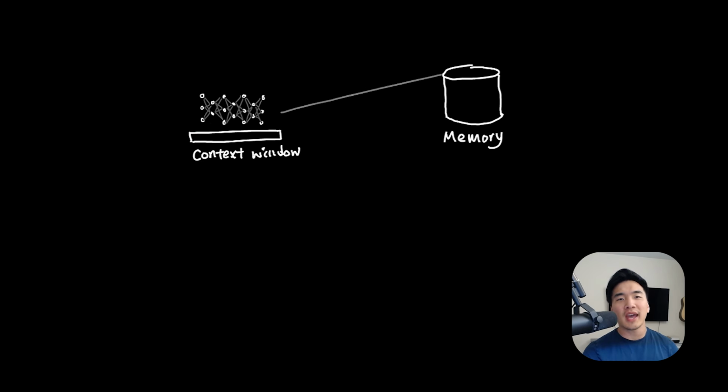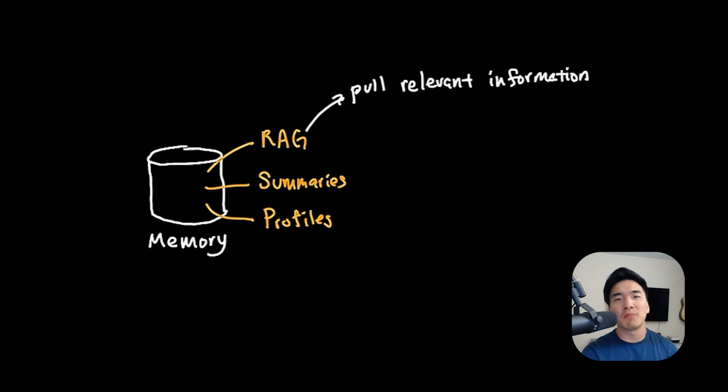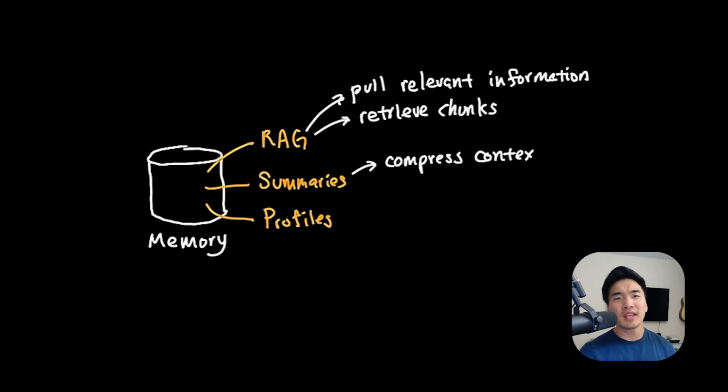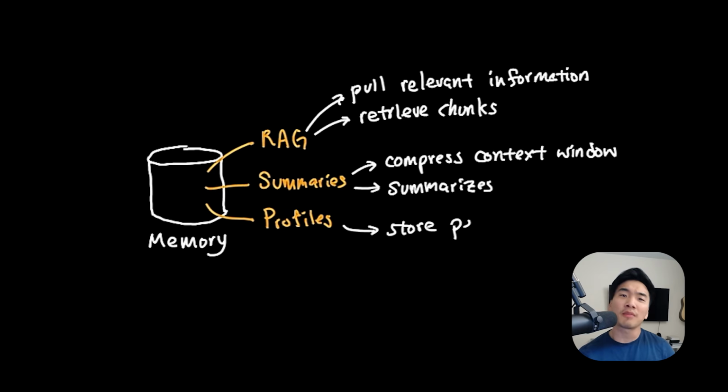So before agents had dedicated memory systems, the field mostly tried to work around the context window in three main ways: RAG, summaries, and profiles. RAG helped agents reference large bodies of information without stuffing everything into the prompt. Instead of putting an entire document or knowledge base into the context, the system retrieves the most relevant chunks. Summaries helped compress long conversations rather than keeping every single message. The system could just summarize everything that had happened so far. And profiles helped with personalization.